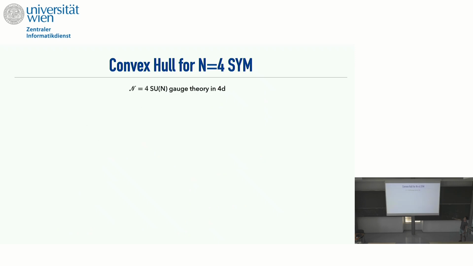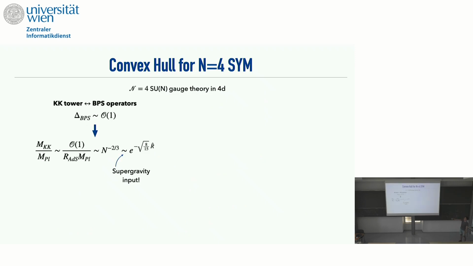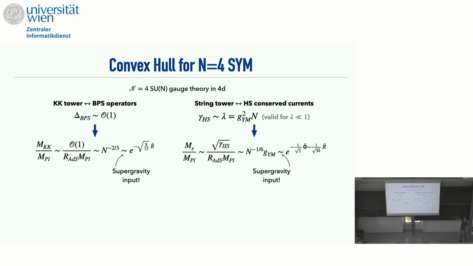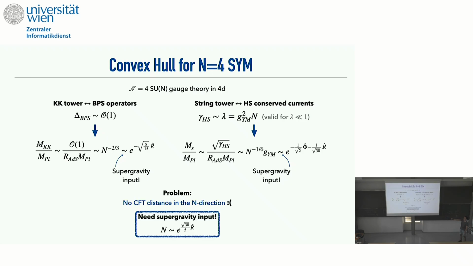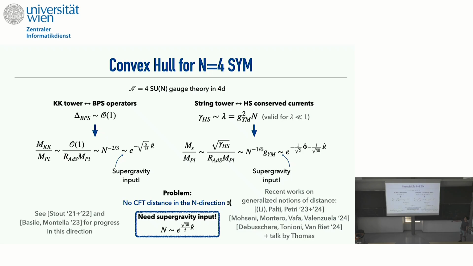I take N=4 super Yang-Mills. I can again compute the prediction for the KK towers, and again the prediction for the string towers. Let me just point out that here I have had to put in some supergravity input. The problem is that I don't know how to compute this relation here, how n is growing exponentially with some distance, because I don't have a good notion of distance in that direction. Let me, however, point out that there is progress in this direction, and for more generalized notions you have also all these papers. So it's ongoing work.